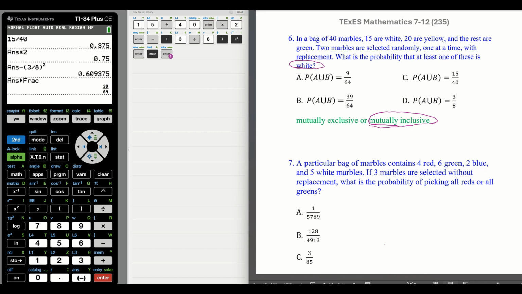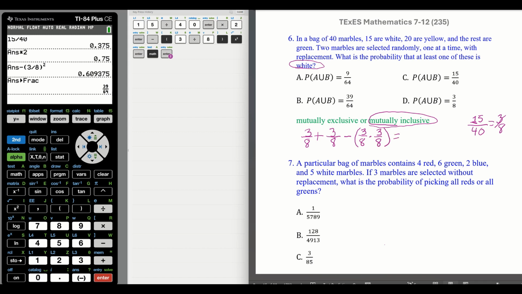So we know that 15 out of 40 equals 3/8. So our first event is 3/8. And then if we roll again, we could get white again. We're asking the probability of rolling white a second time. Now we're going to subtract the repetition of getting white both times.